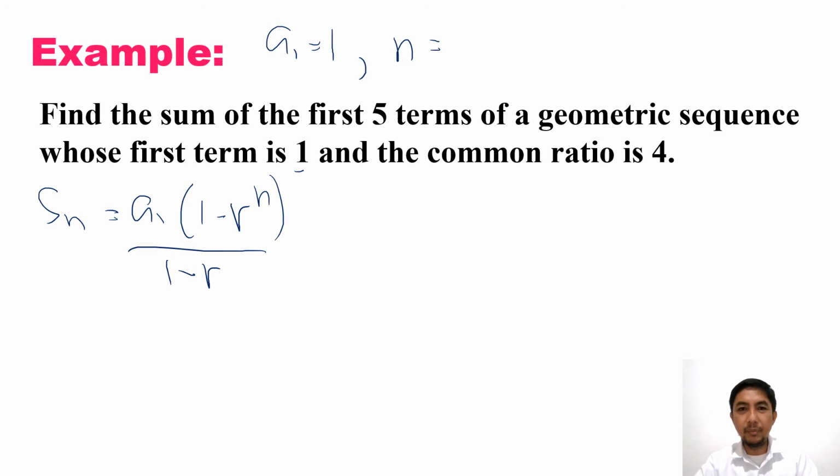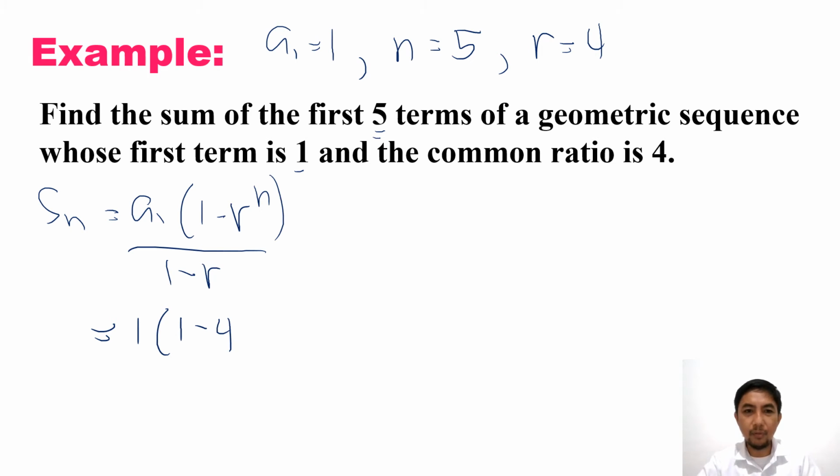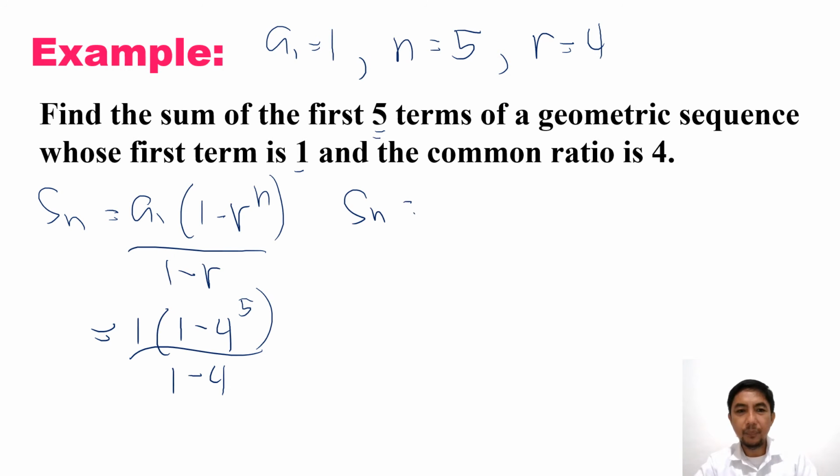The number of terms, we are asked to find the sum of the first 5 terms. So let's say n equals 5. Then the common ratio is given, which is 4. So we are ready to use the formula. So 1 times 1 minus 4 raised to 5 divided by 1 minus 4.